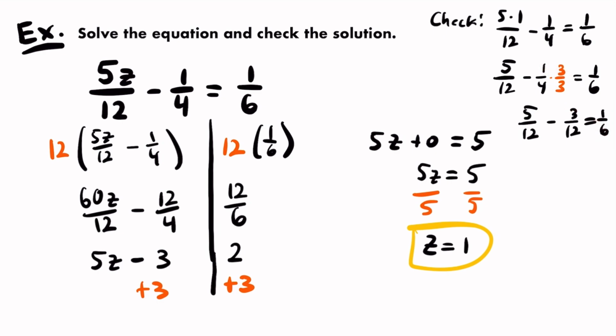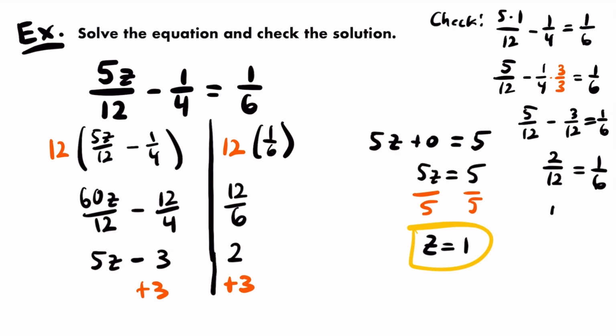Okay, 3 times 1 is 3, 4 times 3 is 12. And now that we have a common denominator, we can combine the numerators. 5 minus 3 is 2, so we get 2/12 equals 1/6. And 2/12 can be reduced to 1/6 because both 2 and 12 are divisible by 2.